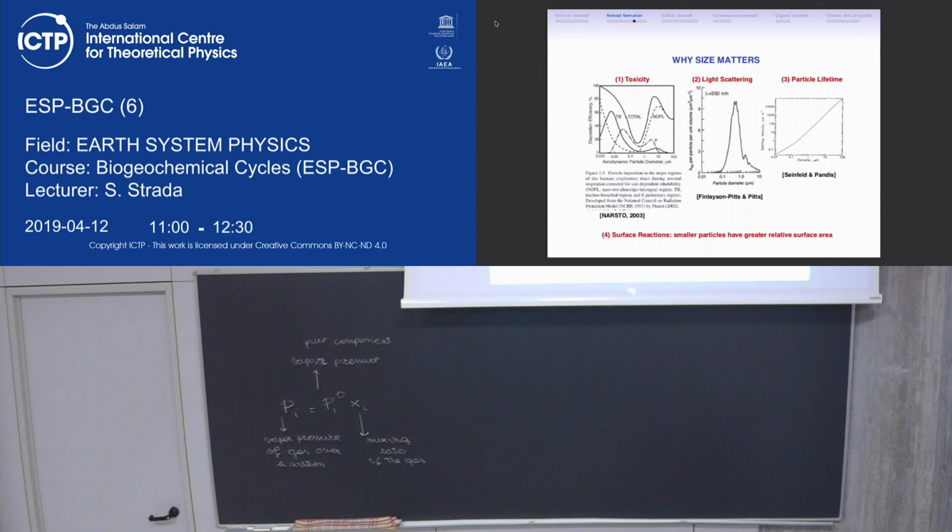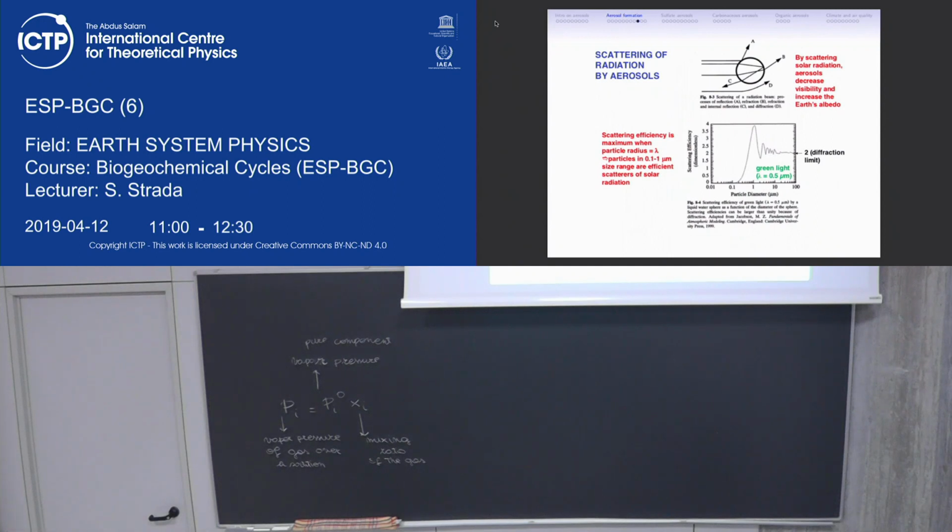And as well surface reactions, because if you consider the relative surface area, which is defined as the ratio between the surface and the volume of the particle, if we see this particle as a sphere, and you compute the ratio between the surface of a sphere and the volume of a sphere, you will get a ratio that is inversely proportional to the radius. So the smaller the particles, the larger this relative surface area, and so they may trigger some surface reactions that, for example, are involved in the ozone chemistry.